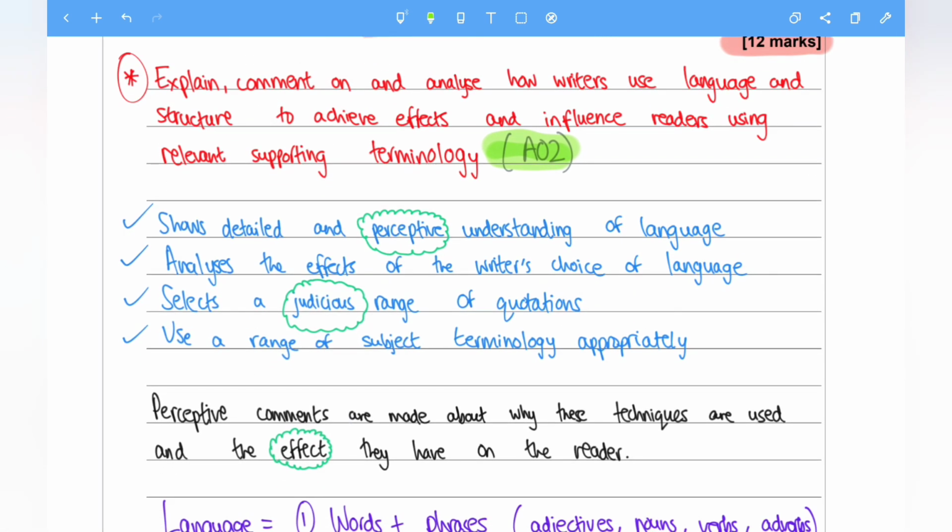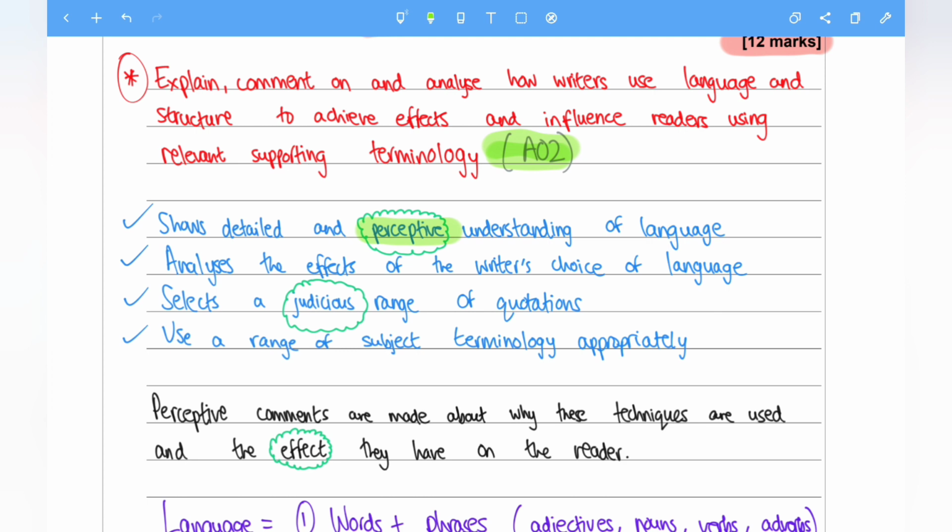So shows detailed and perceptive understanding of language. So the key word here is perceptive. So how do you provide perceptive understanding? You need to look at the quotation in different angles. You look at the quote, you look at the connotations of the words, you look at the explicit, so the obvious information, the obvious things that you can understand from it, and also the implicit, the not so obvious. So this is how we show perceptive understanding of language.